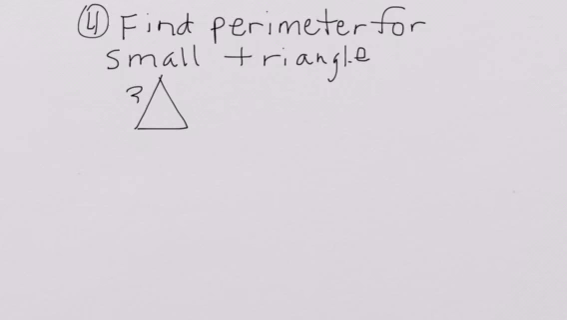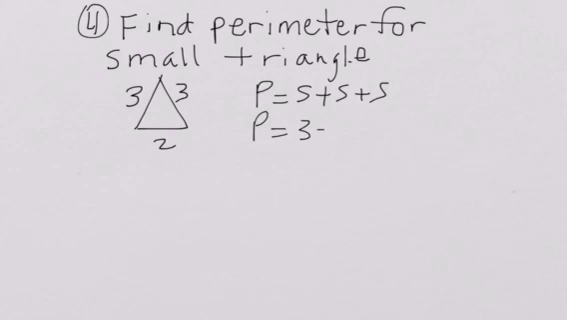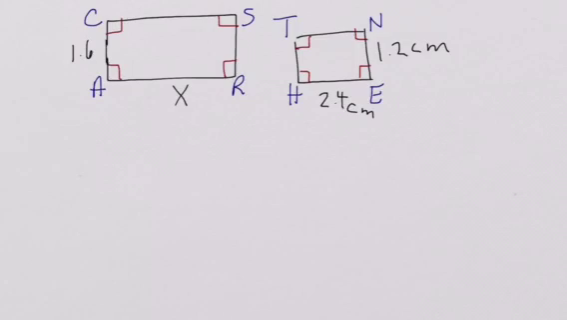So we have those sides, 3, 3, and 2. Perimeter is equal to side plus side plus side. So perimeter is equal to 3 plus 3 plus 2. Let's make these measurements centimeters, so then we're going to have centimeters.